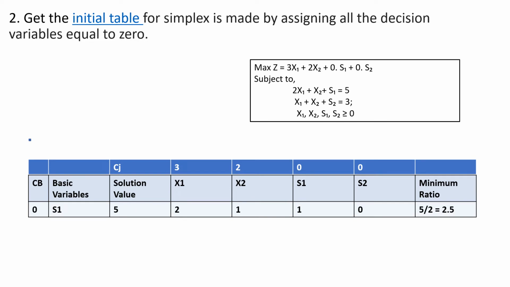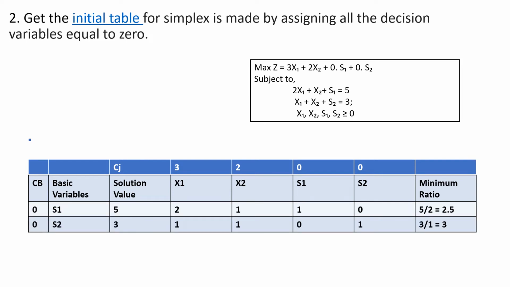Similarly, we make the next row. I hope you understand. S2 is my second basic variable. Again, S2's coefficient in the objective function is 0. S2 is appearing in the second constraint, whose right hand side is 3. The coefficients of the variables in the second constraint are: x1 is 1, x2 is 1, S1 is not appearing and hence 0, and S2 is appearing with a coefficient of 1. Right? This we do.